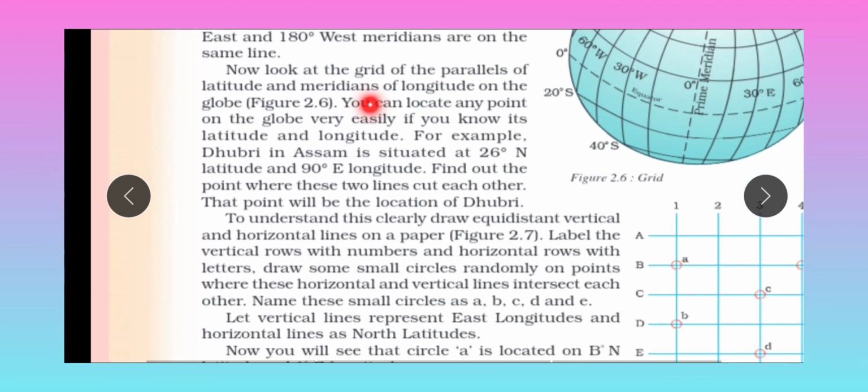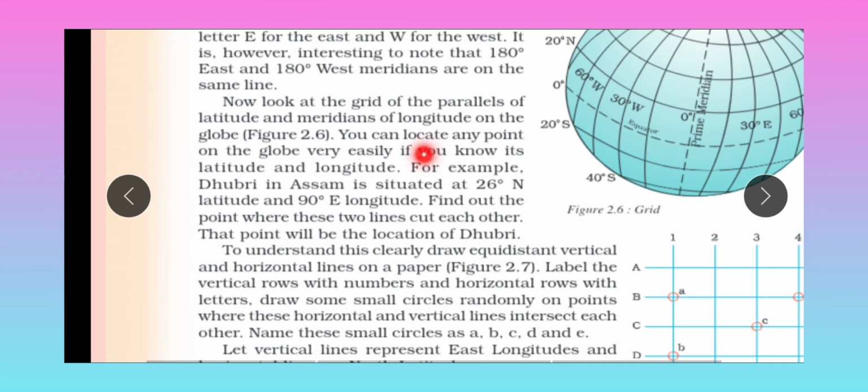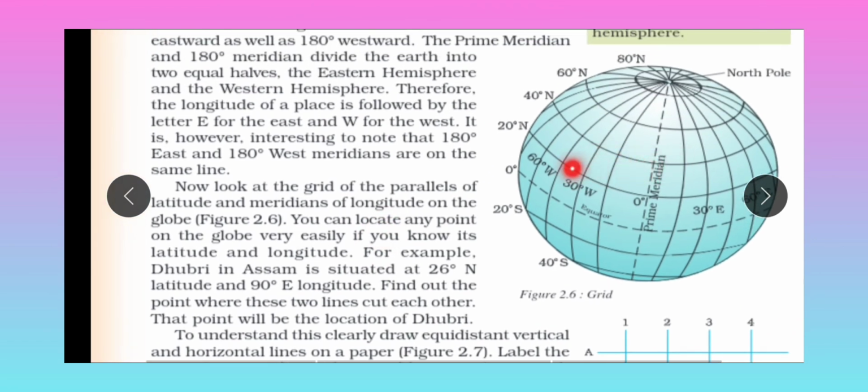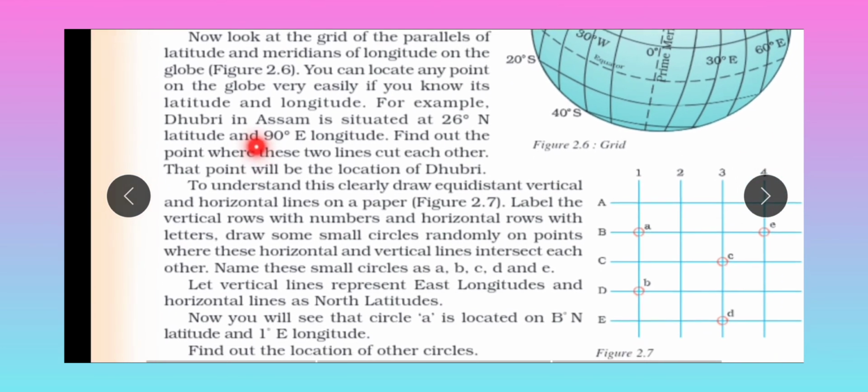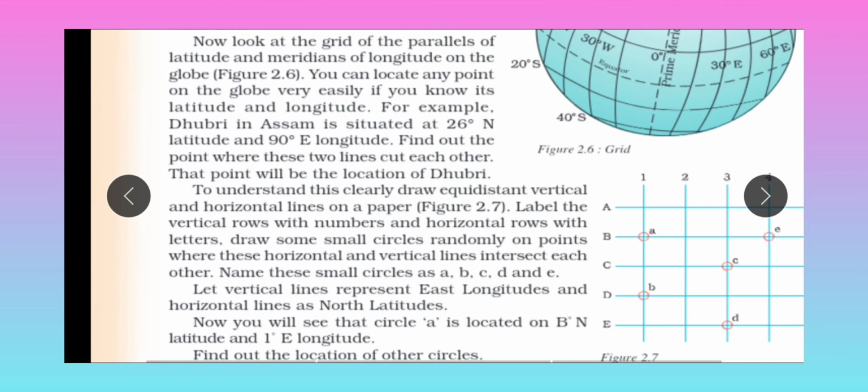Now look at the grid formed by the parallels of latitude and meridians of longitude intersecting each other on the globe. A grid is a box-type shape. You can locate any point on the globe very easily if you know its latitude and longitude. For example, Dhubri in Assam is situated at 26 degree north latitude and 90 degree east longitude. Find out the point where these two lines cut each other. That point will be the location of Dhubri.